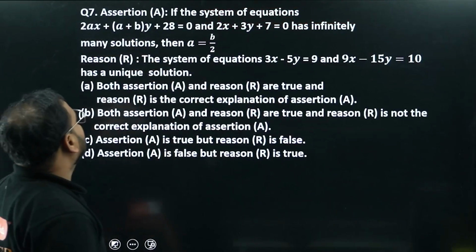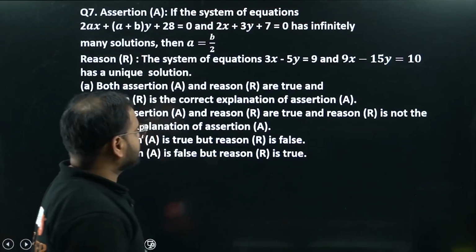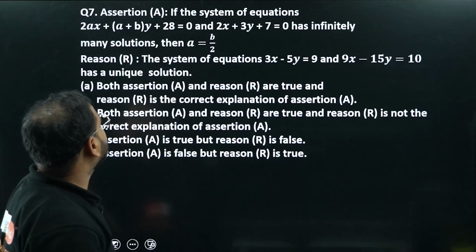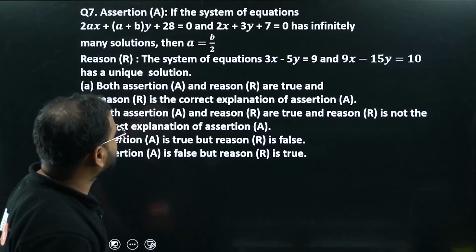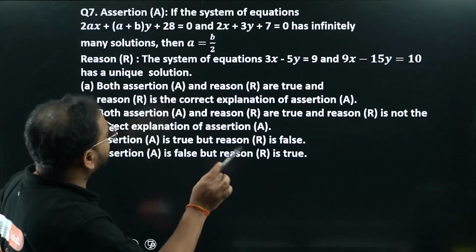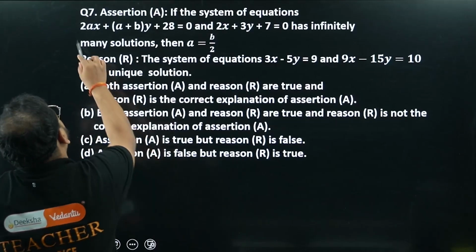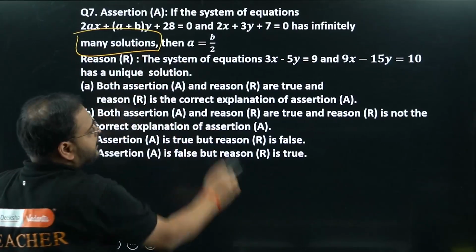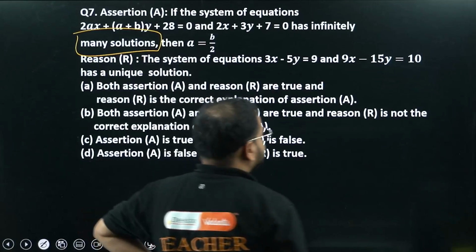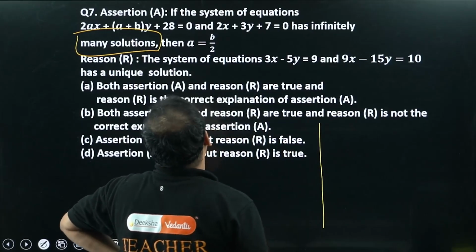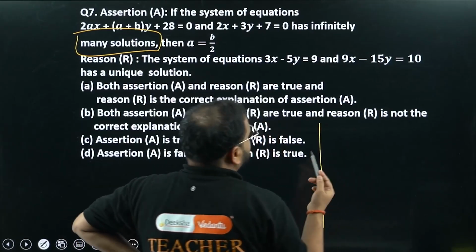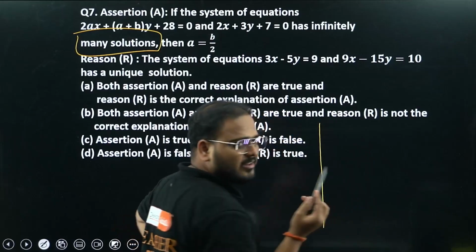Question number 7. Assertion: if the system of equations 2ax plus (a plus b)y plus 28 equals to 0, and the other one has infinitely many solutions, then a equals to b by 2. We have to check that. Please check. Can we solve it? Okay, sir. So infinite solution means what? Again, the same condition. I don't have to write the condition now.